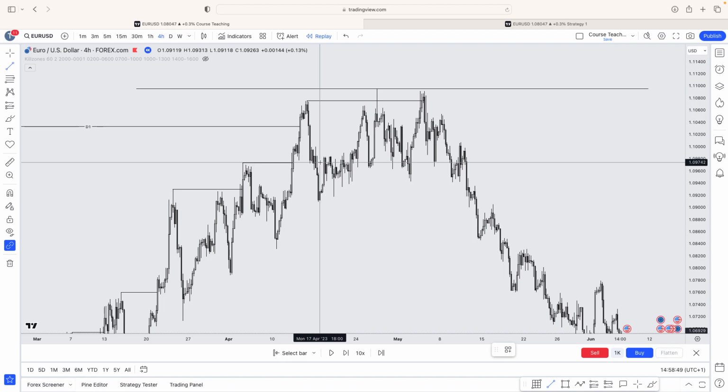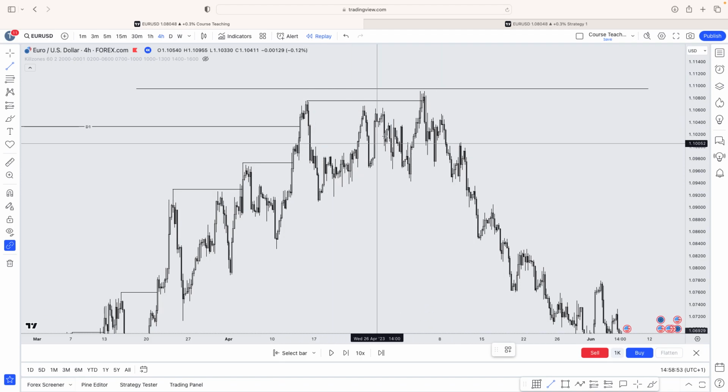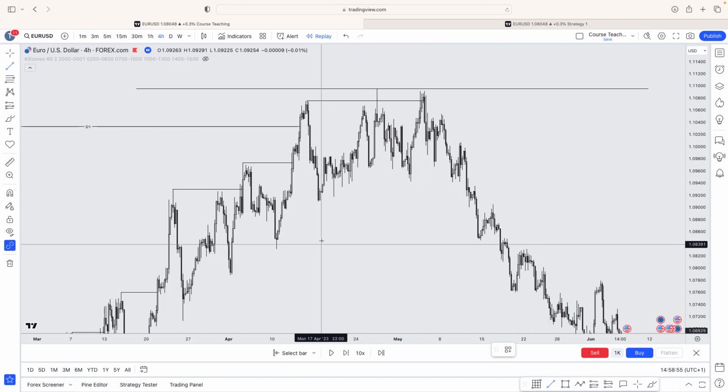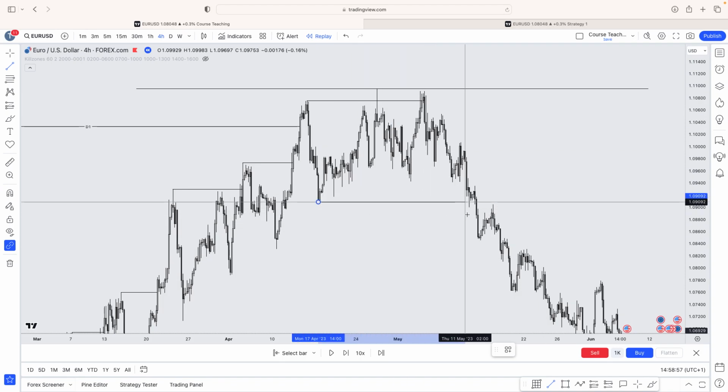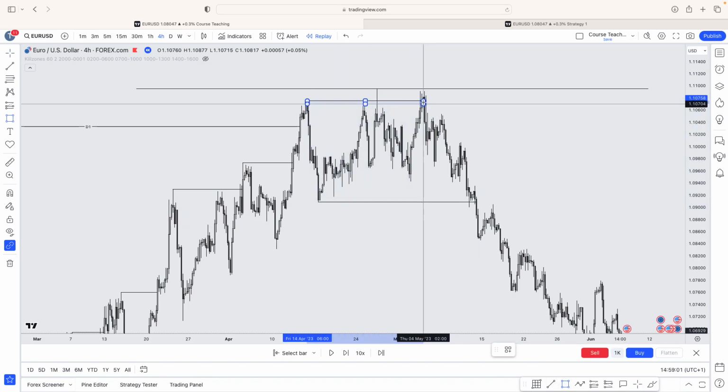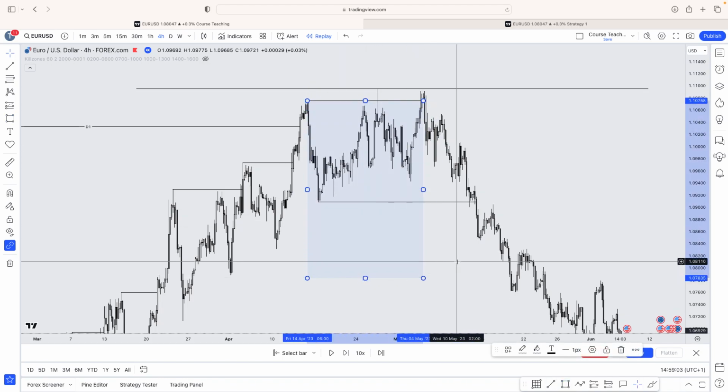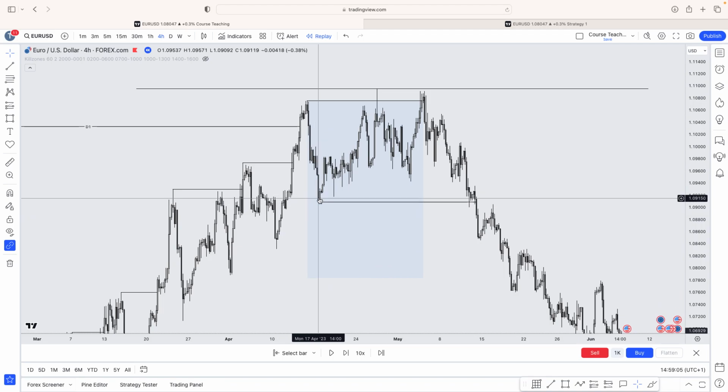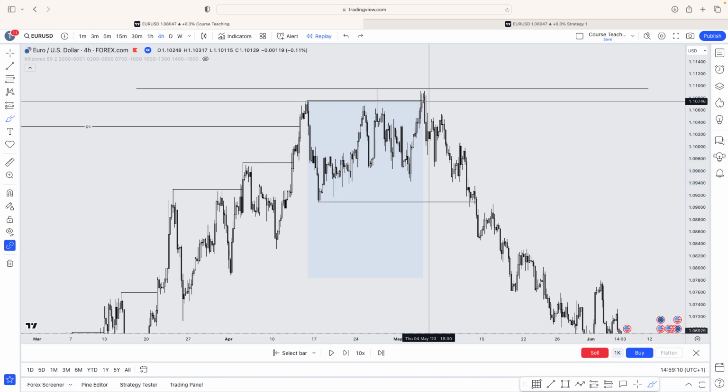So if we map structure on from when we were last here, so that is a pullback, and then that is a 4-hour break of structure to the upside, that means our strong low is the lowest point within that break of structure, right? If we have our rectangle tool, we draw it across here, pull it down, that means this point here is the lowest point that caused that break of structure to the upside, okay?